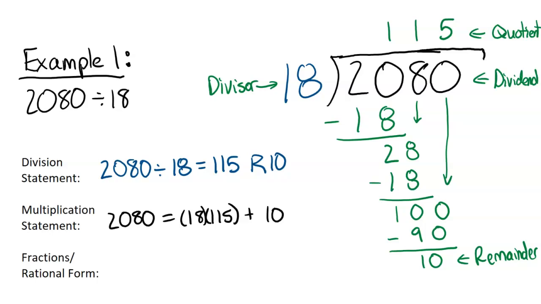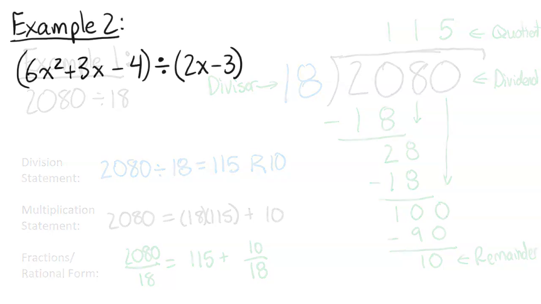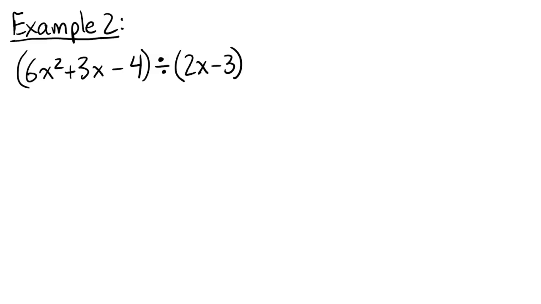The last way we can write that out is in a fraction form or a rational form. And so we could write that as 2080 divided by 18 is equal to 115 plus that 10 that's the remainder, which is still being divided by 18. So we have 10/18 left over at the end. And so that's all there is to it. Now we're going to apply that to polynomial functions.